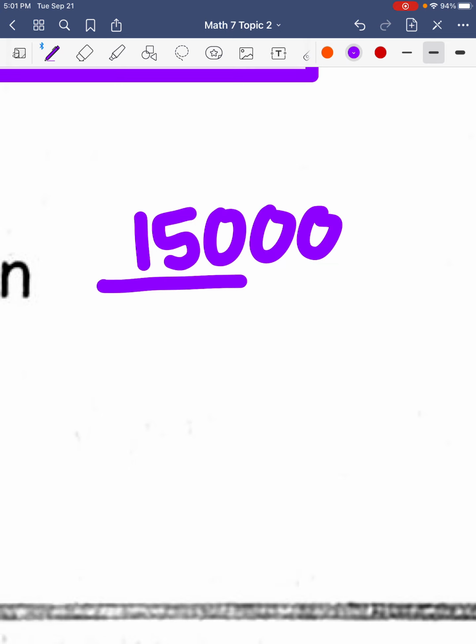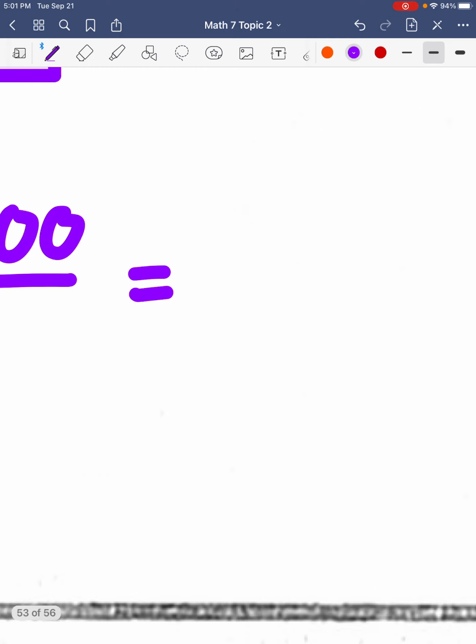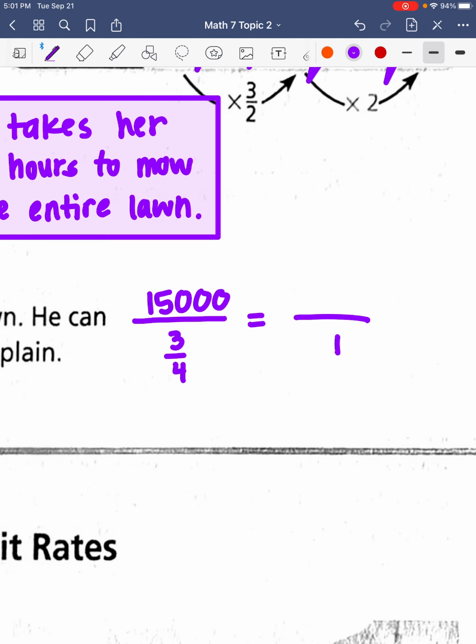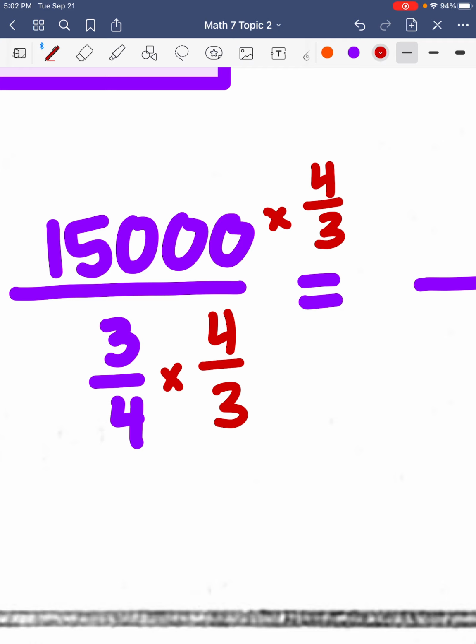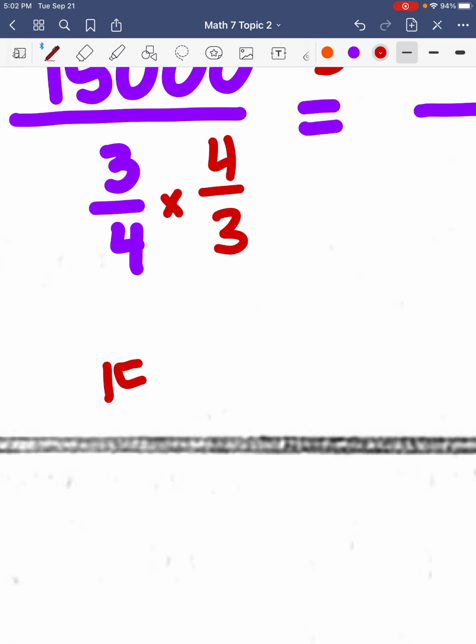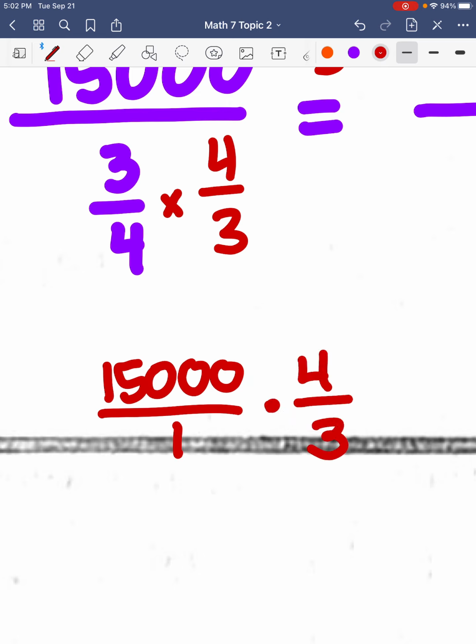15,000 square feet in 3/4 of an hour. Well, how much can he mow in 1 hour? Well, how am I going from 3/4 to 1? What am I going to do? Multiply by the reciprocal. So I'm going to multiply by 4/3. And I do the same thing on the top. And I can put that into my calculator, but you really don't need to. We have 15,000 over 1 times 4/3.